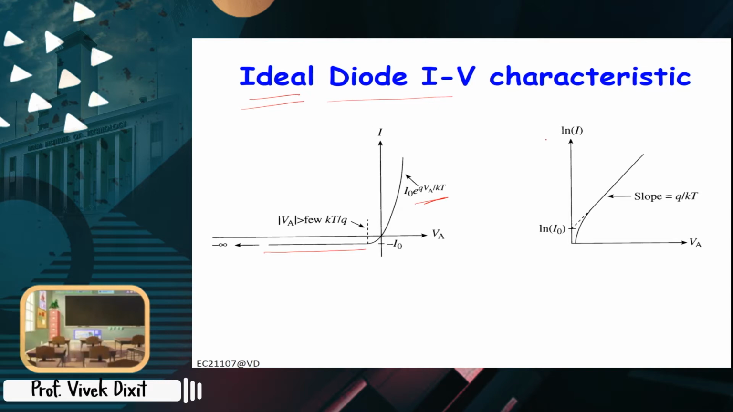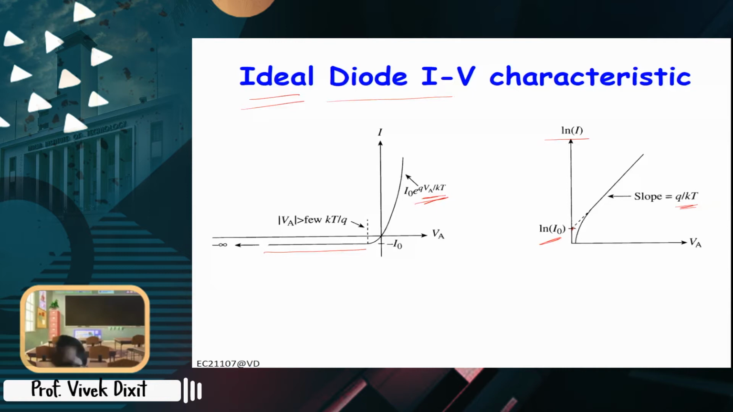And this you can also plot on log scale. So in log scale, because it is exponential, so it will just be QVA by KT, right? So exponential will be Q, the slope will be Q by KT, and this will intersect y-axis at log of I naught or reverse saturation current. So this is for ideal diode, right?